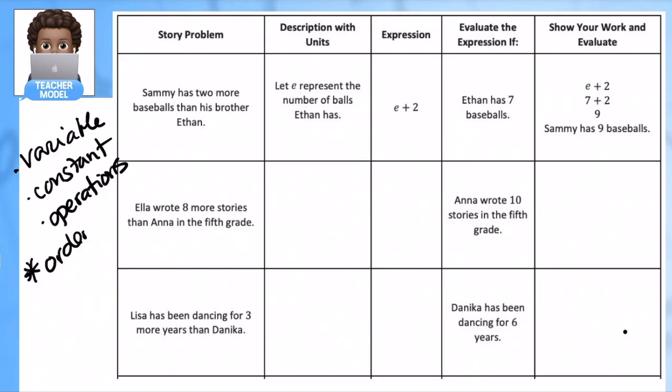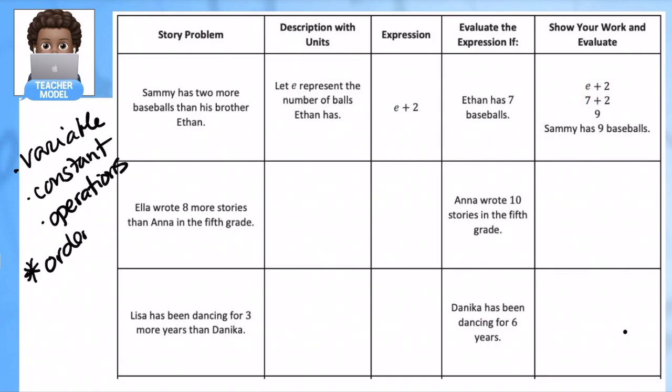So in the first one, we already see Sammy has 2 more baseballs than his brother Ethan. Let E be the number of balls Ethan has. So they just decide, we get to decide what that variable will be. And because he has 2 more than his brother, it is E plus 2. And that's how we'll evaluate. If Ethan has 7 baseballs, E plus 2, do the substitution, and we can figure out how many Sammy has.